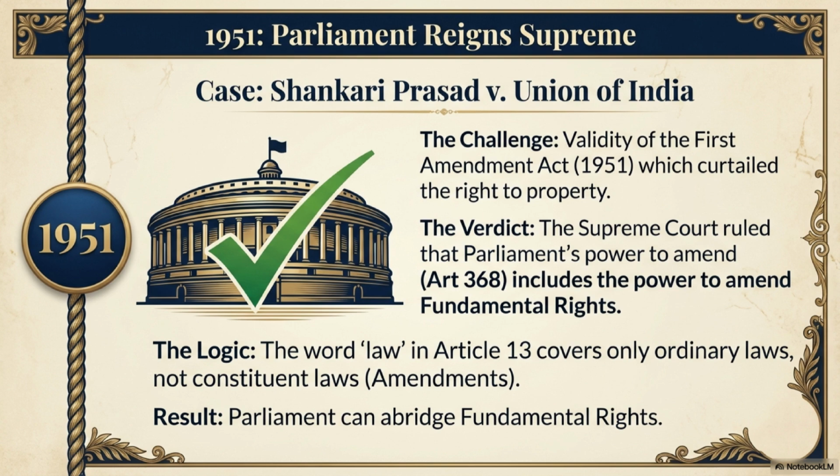I see. So they're saying there's a hierarchy. There's a difference between passing a regular bill and changing the holy book itself. One is a law, the other is something higher, a constituent act. That was the argument. They said that because an amendment is an exercise of constituent power, it does not qualify as a law under the definition in Article 13. And if it's not a law, then Article 13's restriction doesn't apply to it. That is a very clever lawyer's trick. It's not a law, it's an amendment, so the rules for laws don't apply.